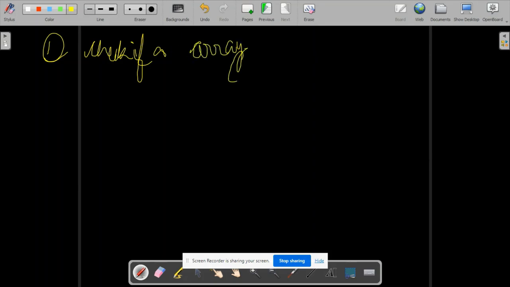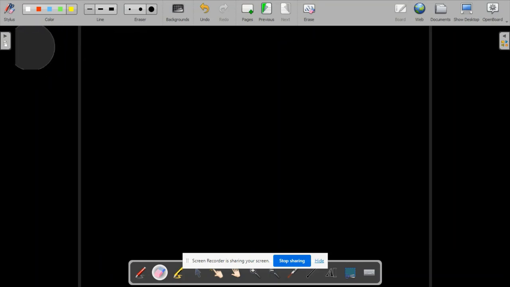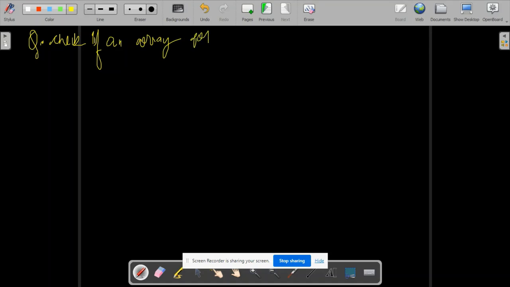Check if an array possesses or shows palindromic nature or not. Let me write very small, otherwise it is going to cover every single block on the board. I have written it in a fancy language, but it is simply saying check if an array is a palindrome or not, right?